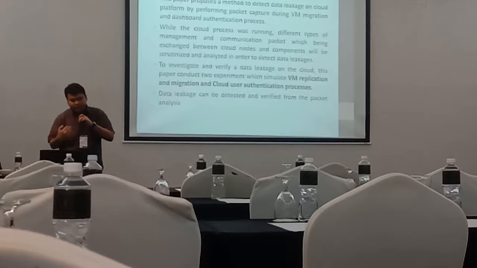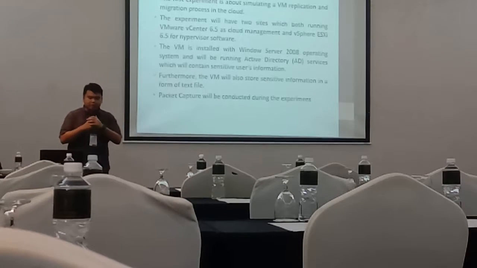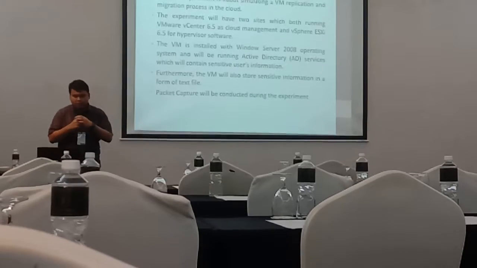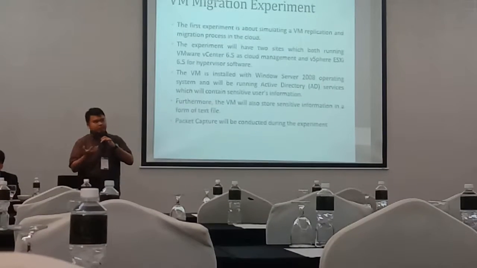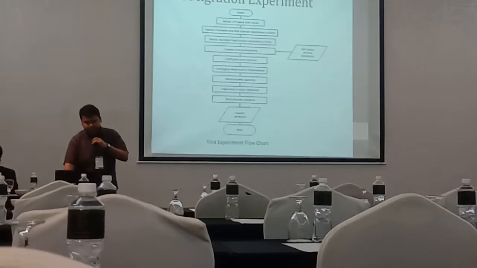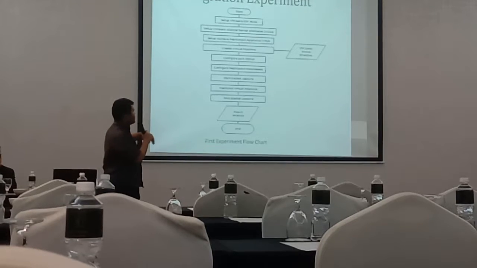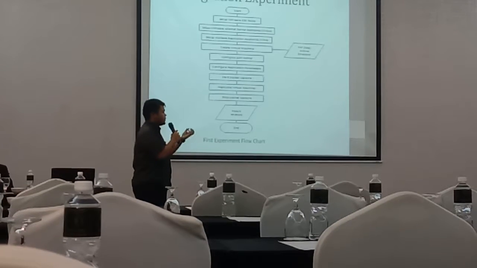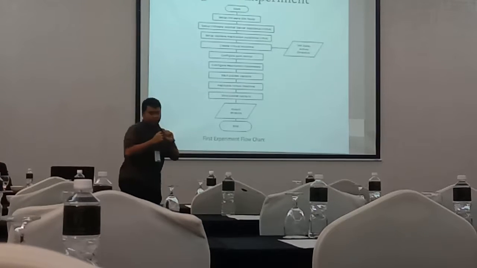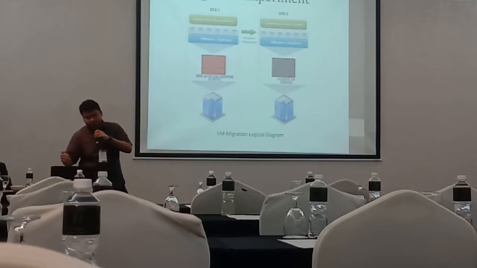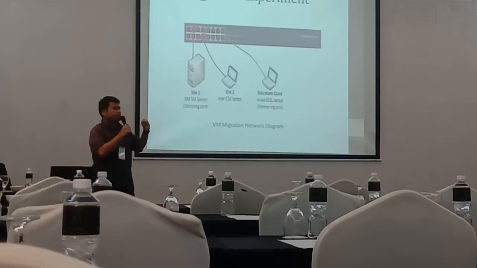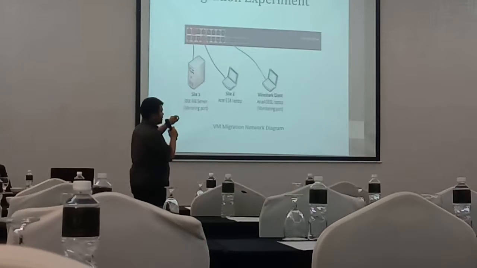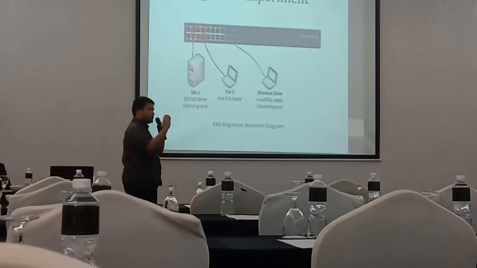To verify our method, we did an experiment on a real-life testbed. The first experiment, the VM migration experiment, has a platform based on VMware vSphere 6.5, right? And we install an AD service on the VM. This is the flowchart when we did the experiment. We install the VM, we install the administrator and everything, and we do a packet capture. For example, site 1 to site 2. This is how we tap the data. So basically the platform has one laptop. We do the packet capture. We mirror the port.